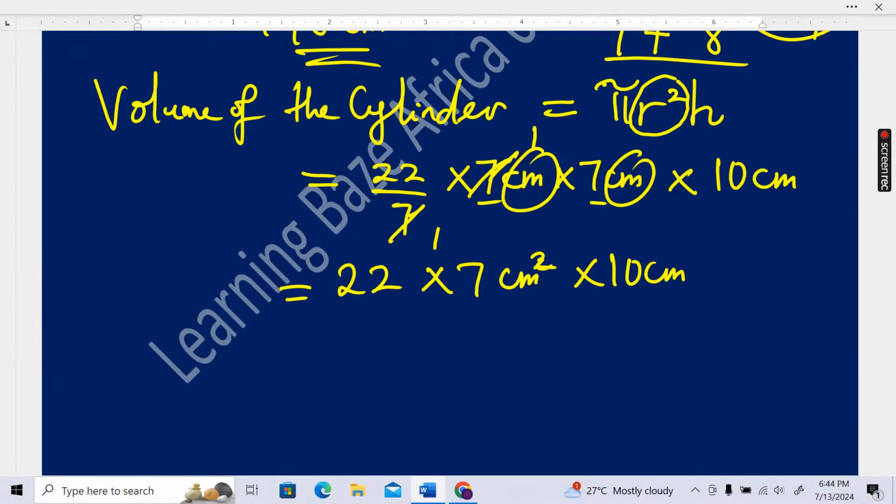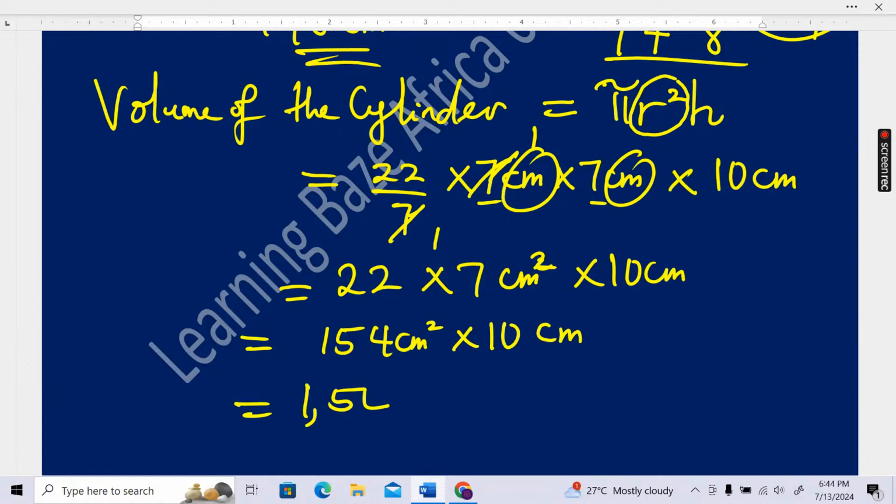Now, this is an opportunity to also do another mental math strategy. Anytime you're multiplying by 22, if it is 2 digits, you have to double whatever you're multiplying. So 22 times 7 centimeters is equal to 154 square centimeters times 10 centimeters. So that will be equal to 1,540 cubic centimeters. You can see that we have square centimeters here. We have another centimeters here. So when both of them come together, it will be cubic centimeters.